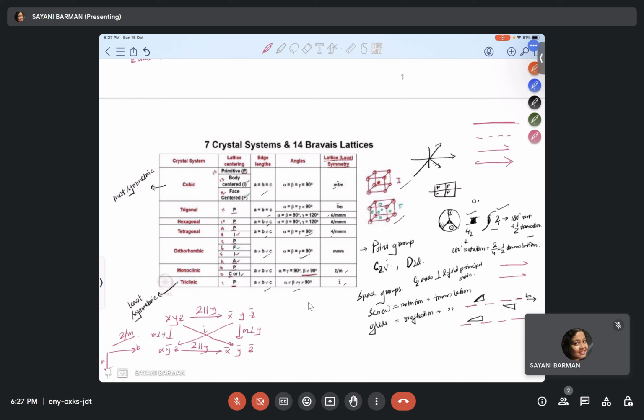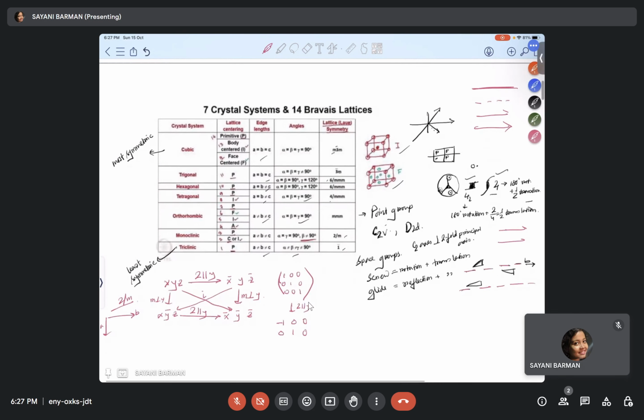And if you also want to try the matrix, then for XYZ you can write 1 0 0, 0 1 0, 0 0 1. Now, if you operate two perpendicular to y, it will convert to x bar, y, z bar. So x bar means -1 0 0, 0, y is intact, then z bar means 0 0 -1.